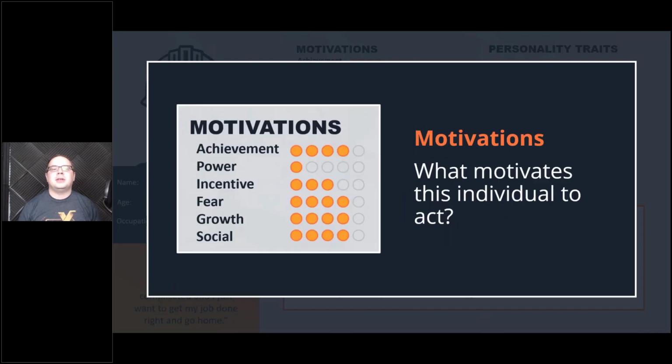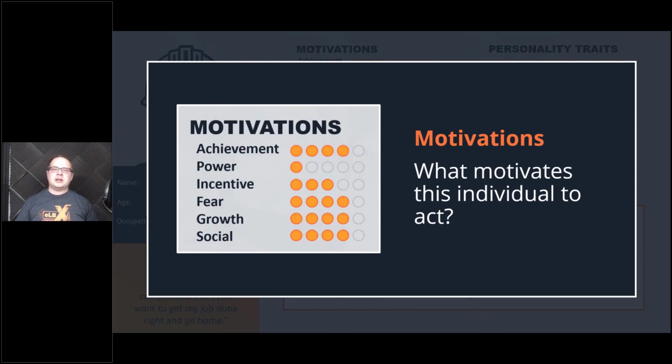The next section that I include on here is motivations. And so this is what motivates this individual to act. So like intrinsically inside of them, what motivates them. And so some people are motivated purely by, you know, power and authority, right? And others are motivated more by maybe, I just want to get my job done. I just want to have this personal growth. Other people are motivated by fear.